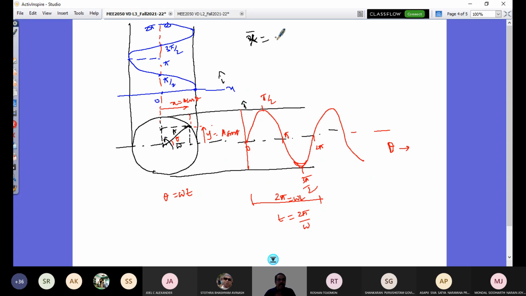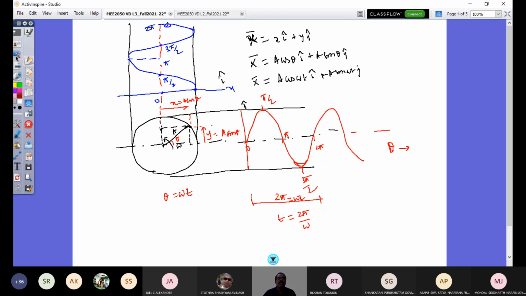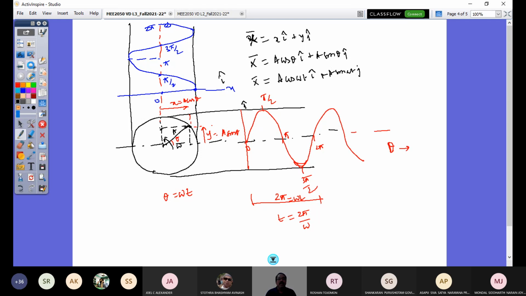So this vector can now be written as xi plus yj. So what is x here? X is a cos theta i plus a sin theta j. So this is my x vector. Representing this is not so convenient. Cos omega t i plus a sin omega t j. So instead of representing it like this, I'm going to represent it in a complex plane. That becomes very, very convenient.